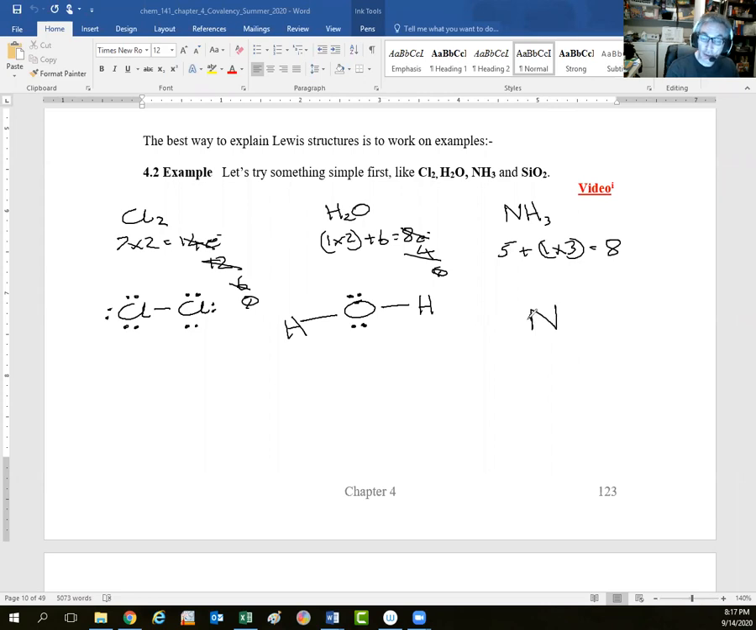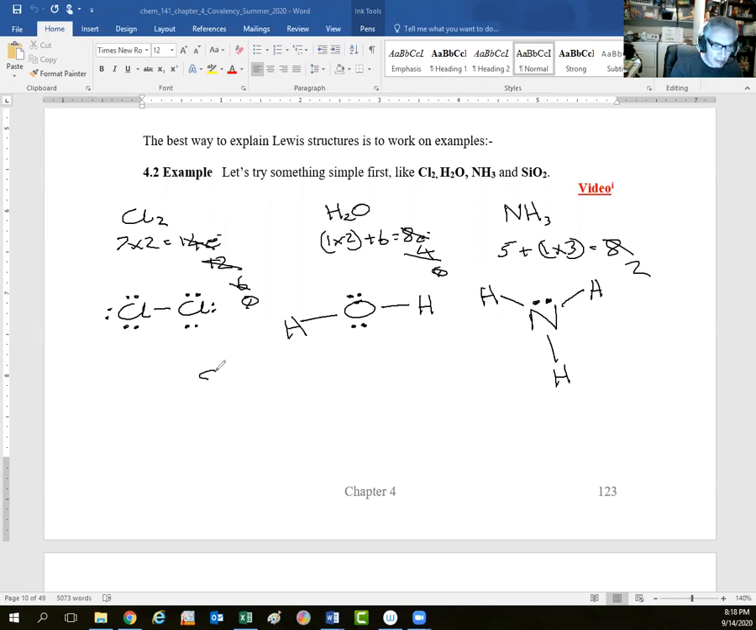Nitrogen needs more electrons to complete its shell, 3 compared to the 1 for hydrogen. So nitrogen will be a central element. That's used 2, 4, 6 electrons already, leaving us with 2. Duets complete for the hydrogens. So there's a lone pair on the nitrogen itself. And that's our final structure. Duets for each hydrogen and that octet for the nitrogen. Octet's complete. We've finished the Lewis structure.